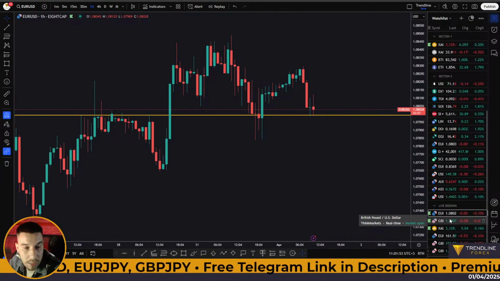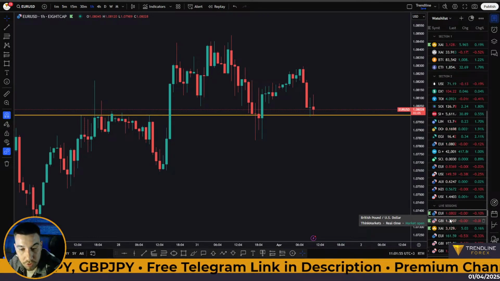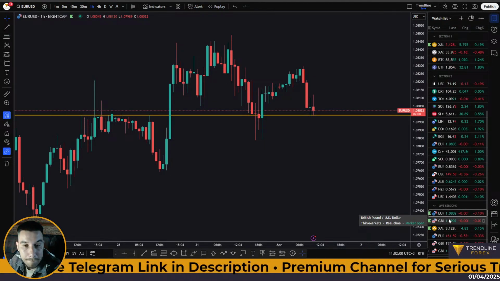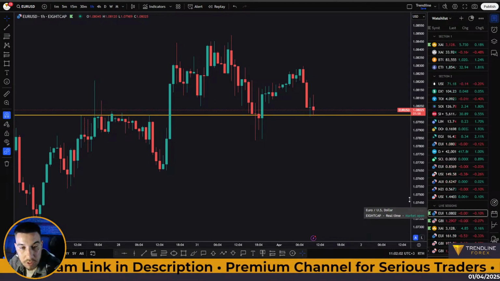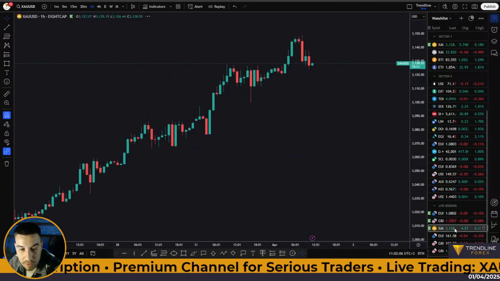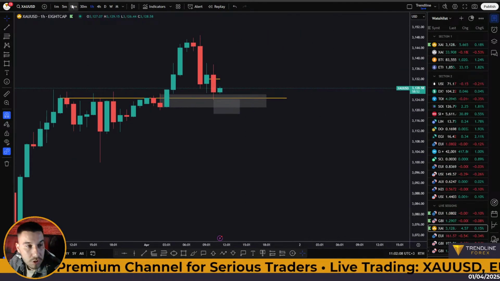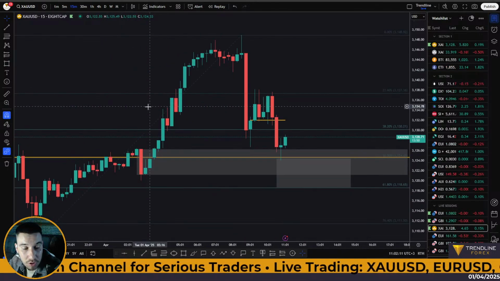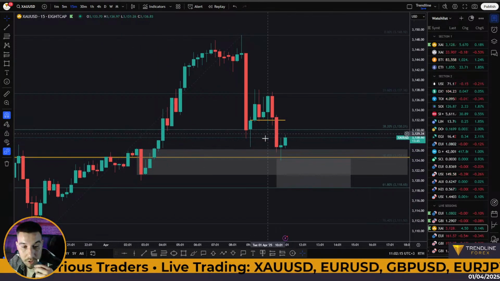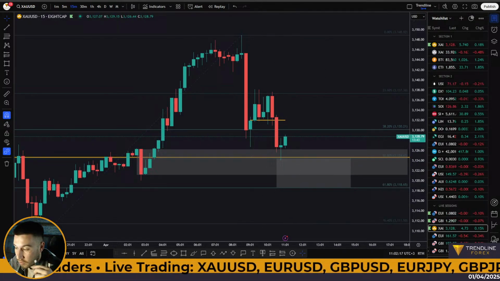Looks like euro dollar is struggling to push to the downside, which most likely means that once we start going back to the upside, we may have more momentum in euro dollar. But that doesn't really matter for me. I'm mainly focusing on gold and pound dollar. So we'll see how it's gonna go. I do like what I see so far, but it's just not enough for me to enter a trade.